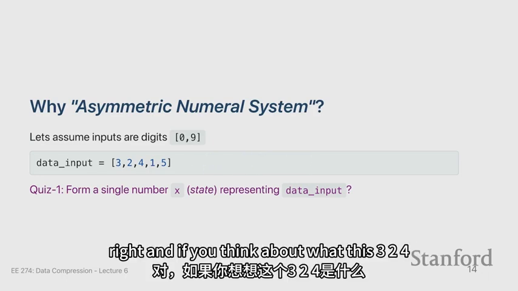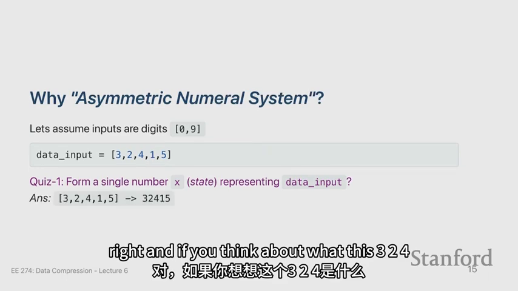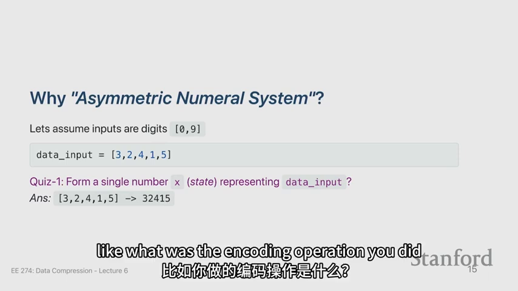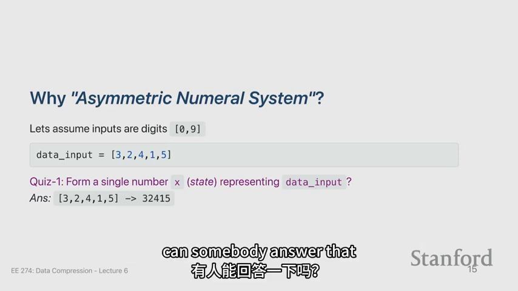And if you think about what this 3, 2, 4, 1, 5 really is, what was the encoding operation you did? Can somebody answer that?